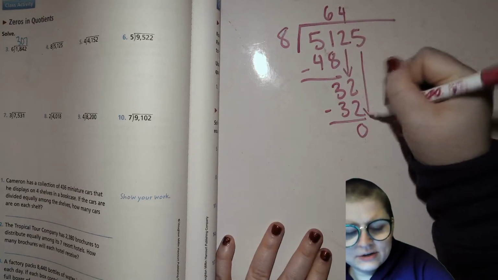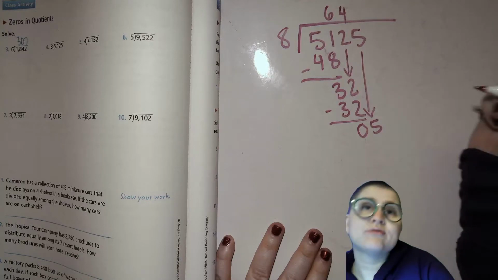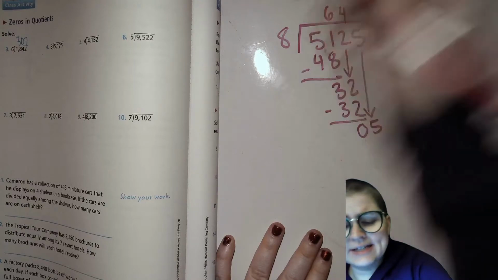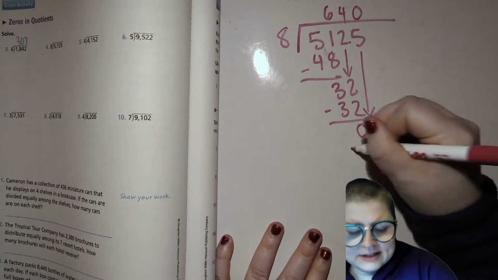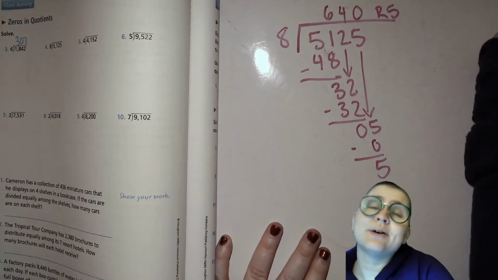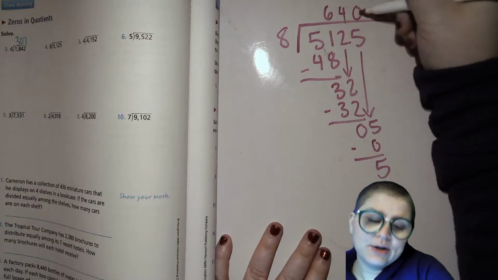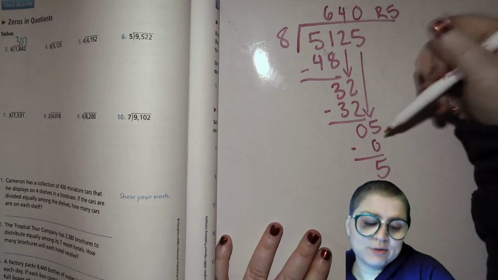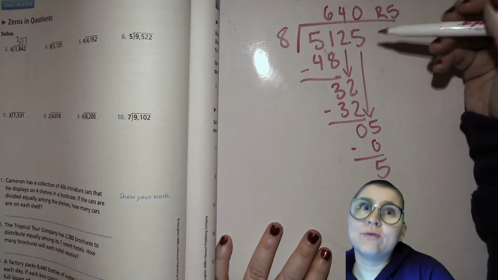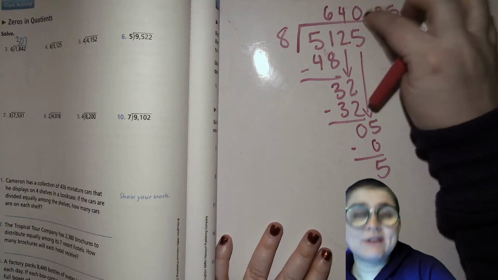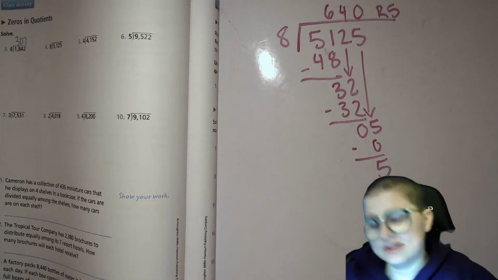And then can 8 go into 5? Nope. So what do? 8 times 0 gets us 0. And then we have 5. And then we have our remainder of 5. Okay? Just remember, you have to put that 0 there to mark that 8 goes into 5 0 times. There's nothing you can multiply 8 by to get close to, but not over 5 because 8 is bigger than 5. So you have that 0 there, so that you have 0 8s. Okay, so 640, remainder 5.